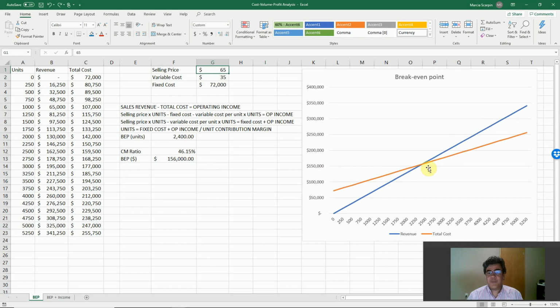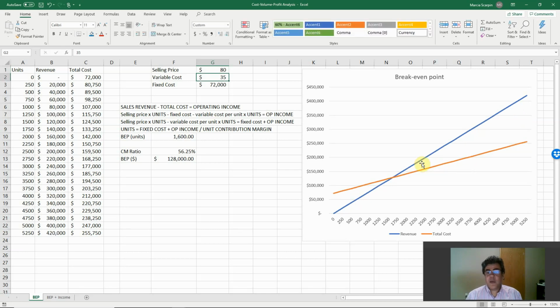Let's go back. And now let's increase it by 15, so 80. Whoa, now our break-even point decreases. We need to sell only 1600 and not 2400 anymore.